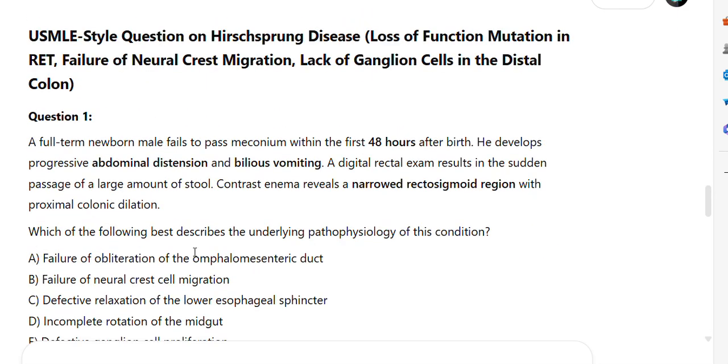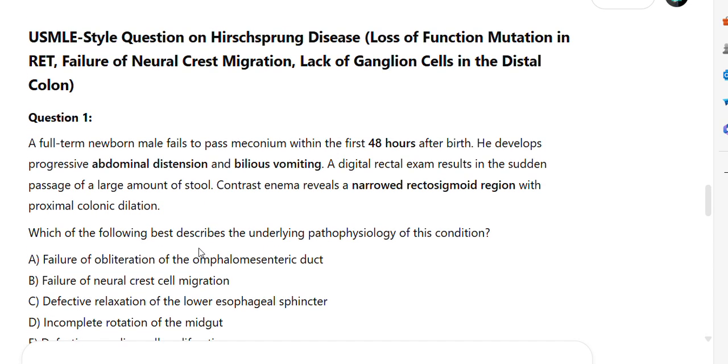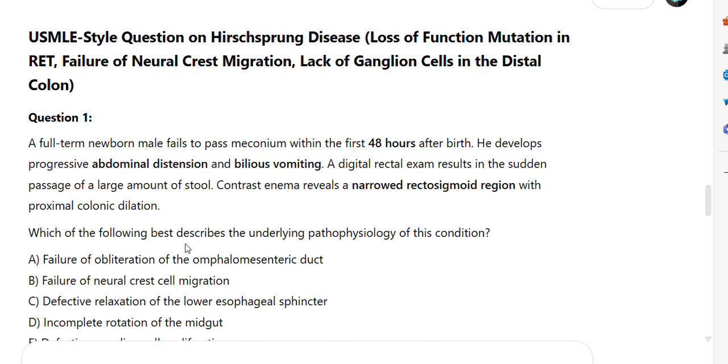USMLE style question on Hirschsprung disease: loss of function mutation in RET, failure of neural crest migration, lack of ganglion cells in the distal colon. Question 1. A full-term newborn male fails to pass meconium within the first 48 hours after birth.